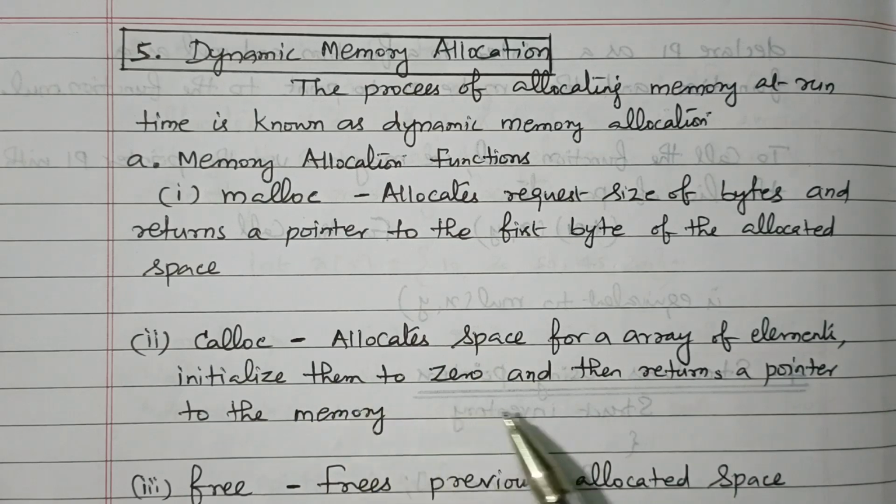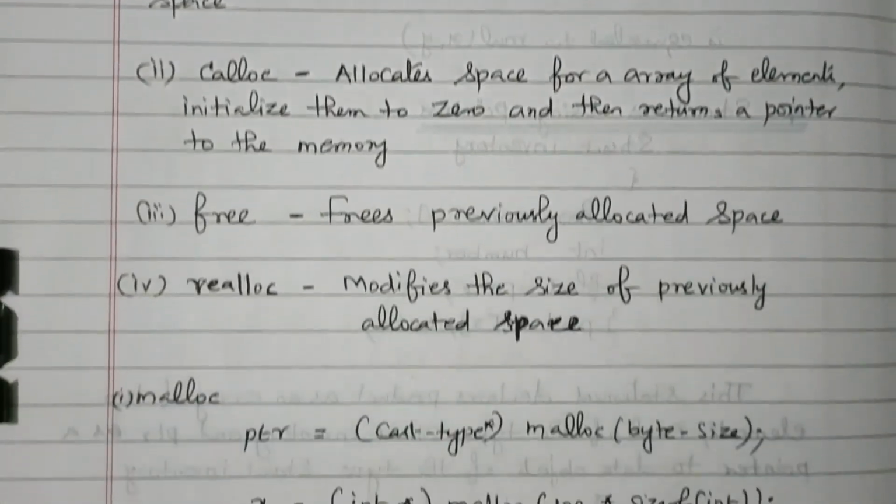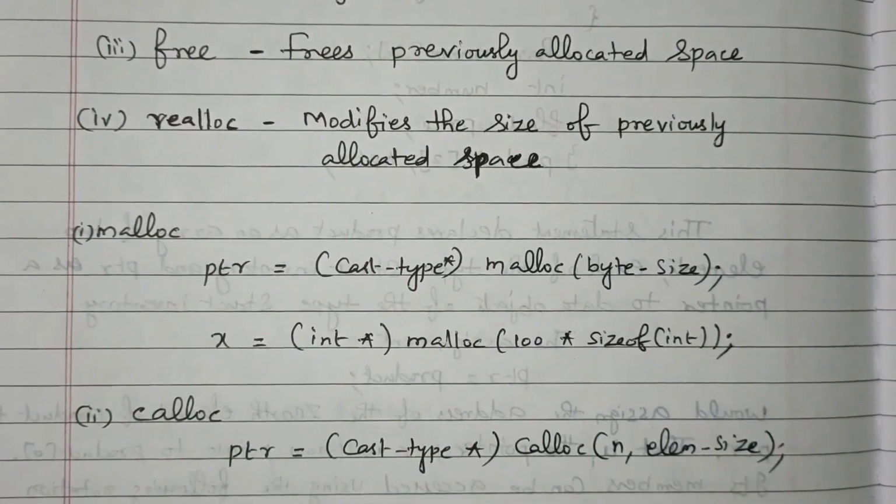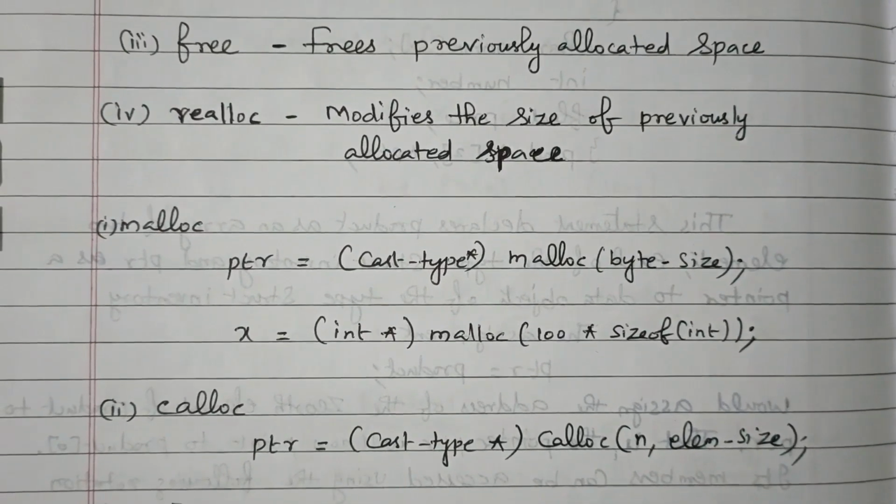Initialize them to 0 and return a pointer to the memory 0, because array starts with 0. A of 0 is the first element, right? Then go for the remaining. What are the remaining dynamic memory allocation functions available? Free.